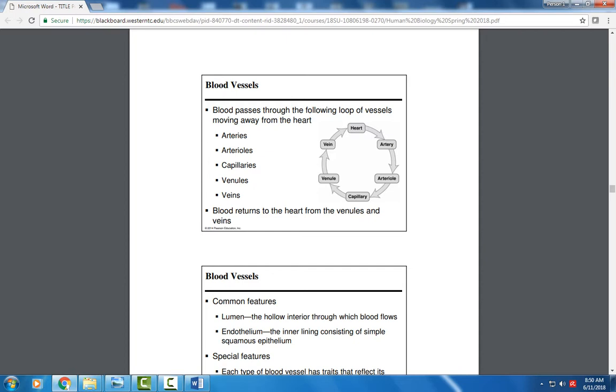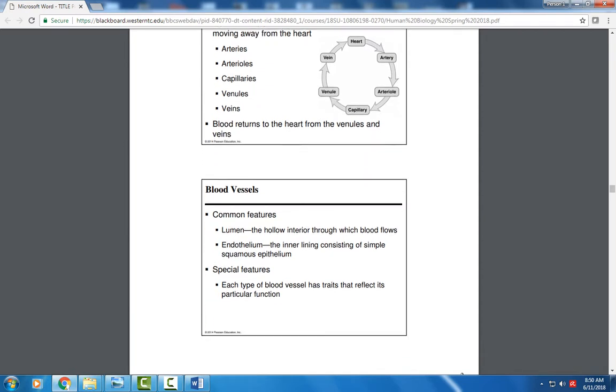And the capillaries are the smallest of the vessels, and that's where the exchange occurs with the tissues of the body. And then connecting to those capillaries are the receiving vessels of used blood from those tissues, and that's the venules. And the venules branch to become larger veins, and veins carry blood to the heart. So arteries carry blood away from the heart, veins carry blood to the heart.